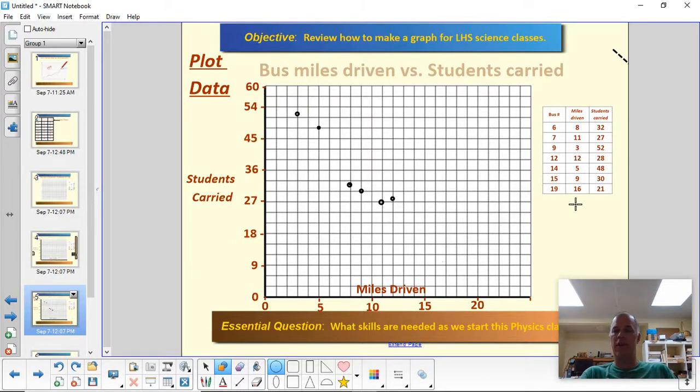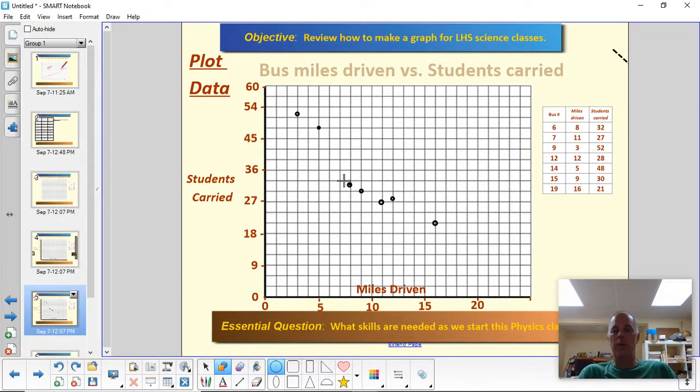Okay, there's 30. And then the last data point we have is 16 miles driven, and we're carrying only 21 students. So there's 18 and there's 21 right there. See if we can make our little dot. Very good. Okay, so now we have 1, 2, 3, 4, 5, 6, 7 data points. So we have them all on there. And we can see that there's kind of a pattern here. This is good. There's supposed to be a relationship between how far a bus goes and how many students it winds up carrying.